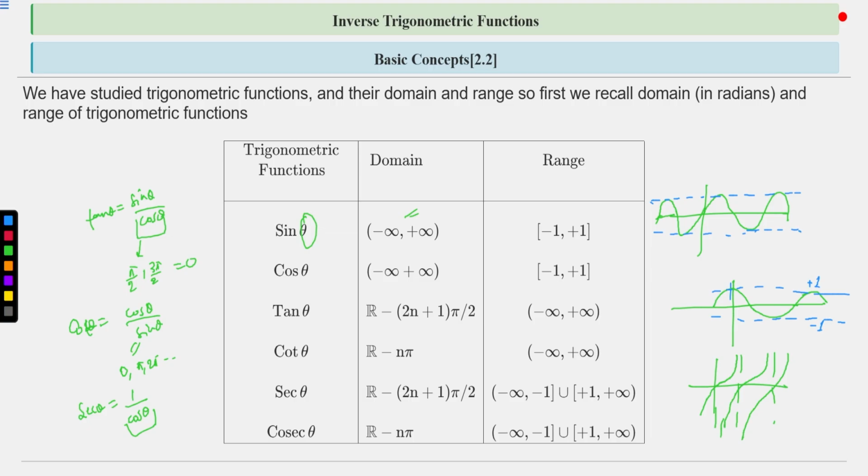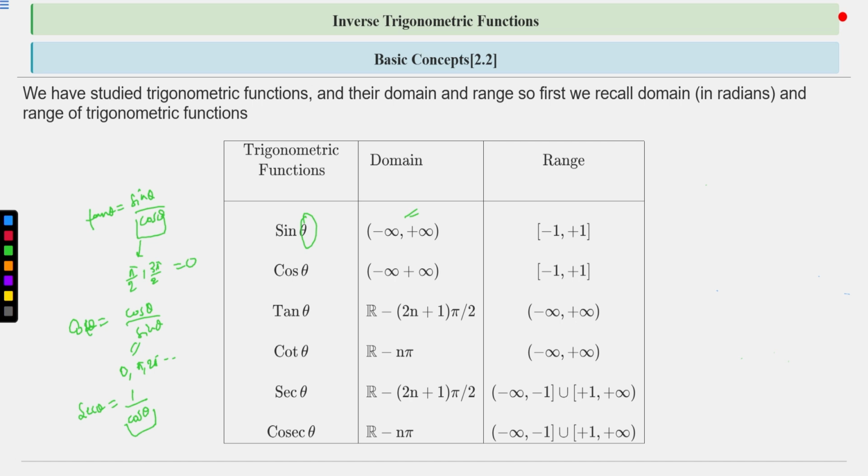Okay. So at the odd multiples of pi by 2, sec theta will not be defined. Now the range of sec theta is from minus infinity to minus 1 union 1 to infinity, right?